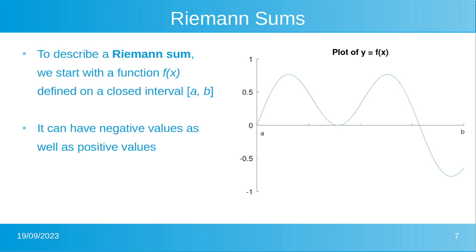So our function can have negative values as well as positive values, or it could have all positive values, or it could have all negative values. In either case, we can still construct a Riemann sum with that function.